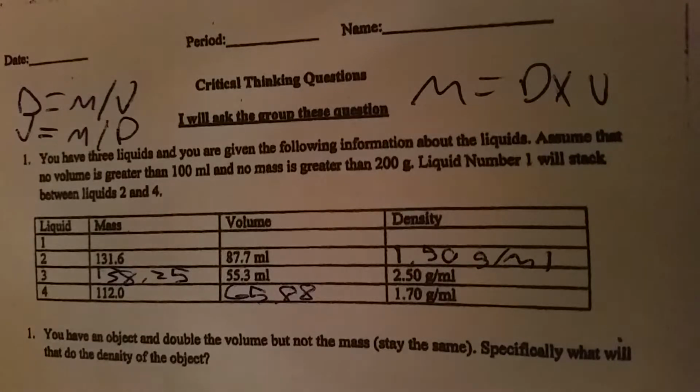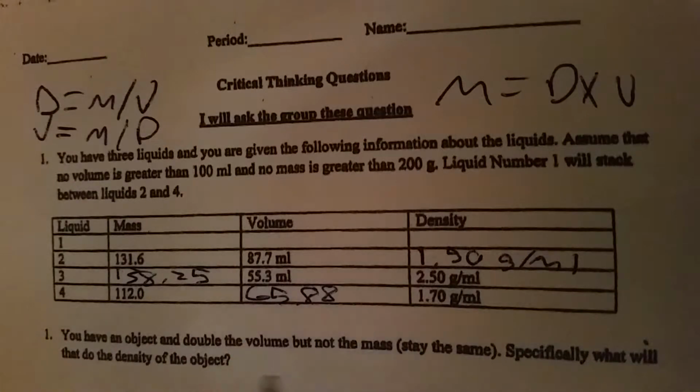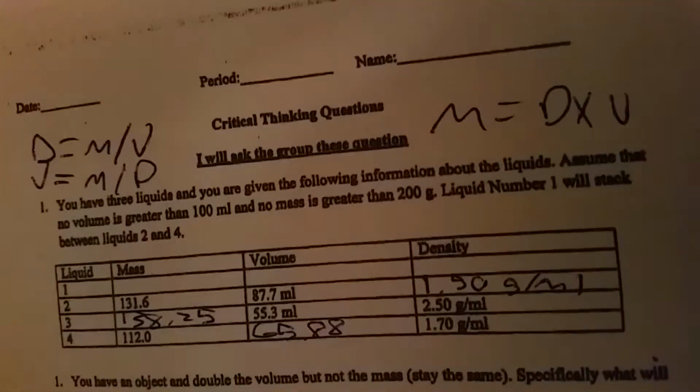You have to pay good attention to that, because people confuse themselves, and they start with the mass and the volume, and they're going to try to get numbers in between 2 and 4, which won't get them a density in between 2 and 4, which is going to mess the whole thing up. So when it says no volume is greater than 100 and no mass is greater than 200, basically the important part, what needs to stack up between 2 and 4, is just the density. So you can go ahead and just pick a density in between numbers 2 and 4.